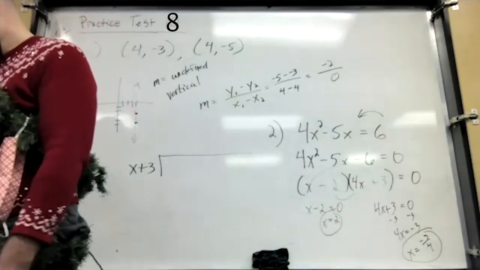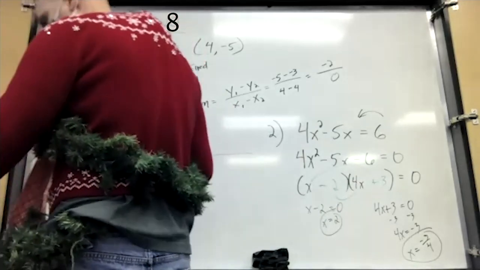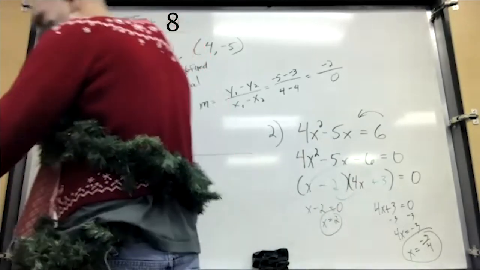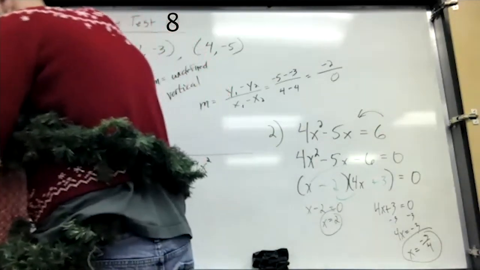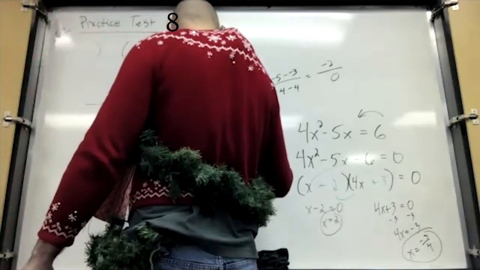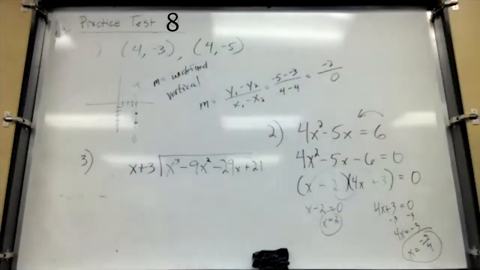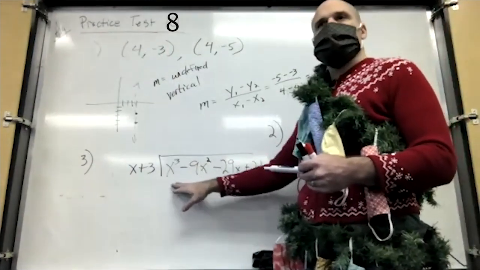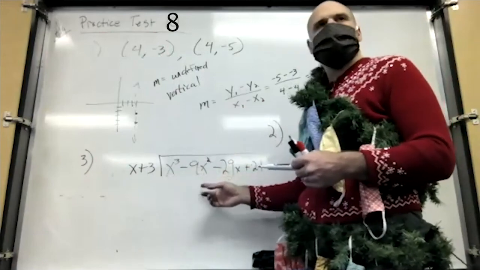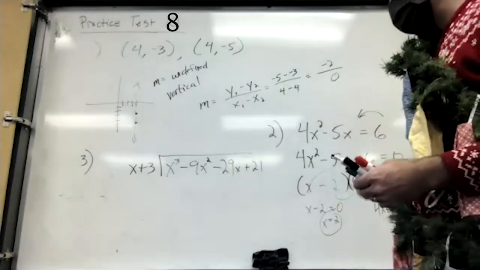Number 3, we're dividing this sucker. X plus 3 into this big long polynomial, x cubed minus 9x squared minus 29x plus 21. Okay. This one is, remember, if you're missing a variable term, then you need to put 0. Like if you're missing the x squared, you need to put 0x squared. But you're not. You're good. So now we're going to do dirty monkey smell bad.